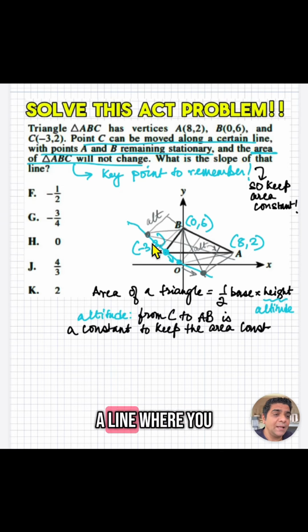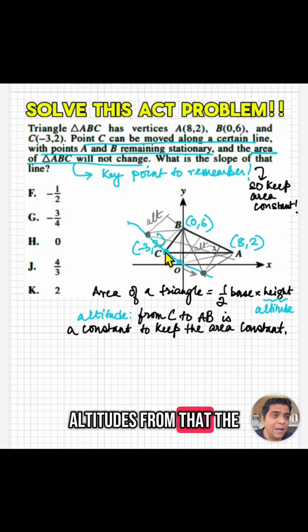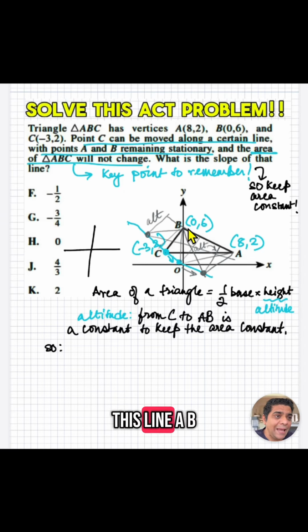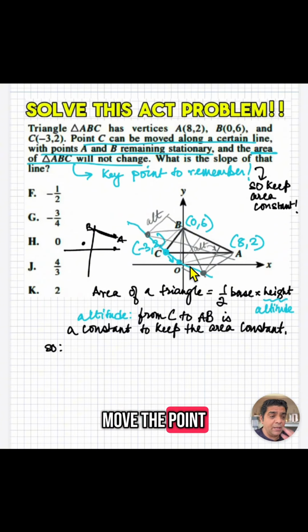So imagine there is a line where the altitudes from every point are equal to this line AB. What that means is that line has to be parallel to AB in order for that to be achieved, because the distance is the same. So as you move the point along the line, the distance to AB is the same. Again, you move, the distance is the same, and so on.